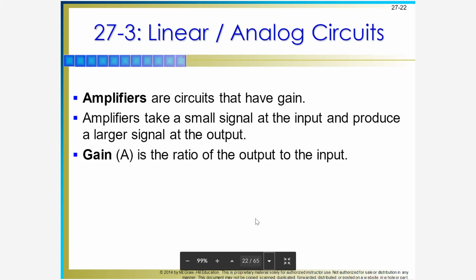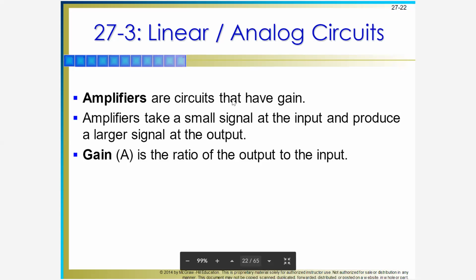Okay, we will discuss the amplifier. There are too many types of amplifiers. An amplifier is a circuit that has gain. What's the meaning of gain? It means it increases or boosts. But if it attenuates, it means loss. Okay, those are the different terms.